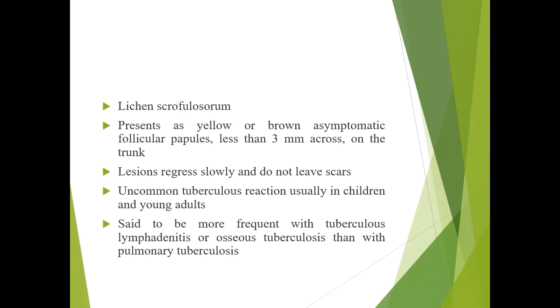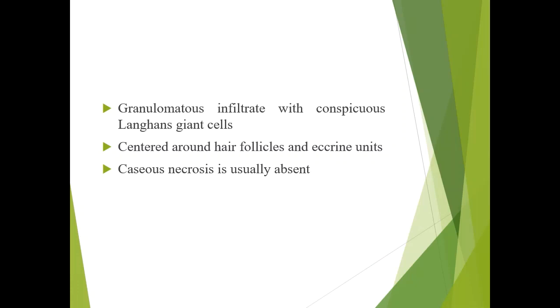A granulomatous infiltrate can be seen with conspicuous Langhans cells centered around hair follicles and eccrine units. Caseation is usually absent. That's about tuberculosis. Next, coming to treponemal diseases.